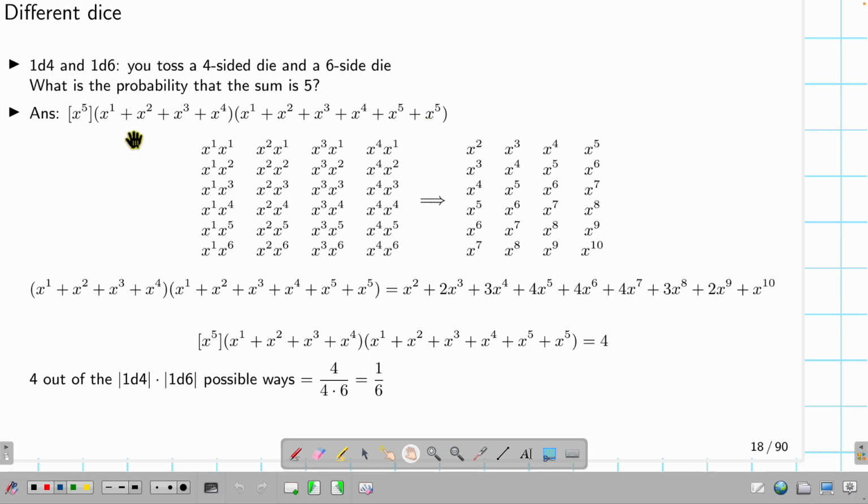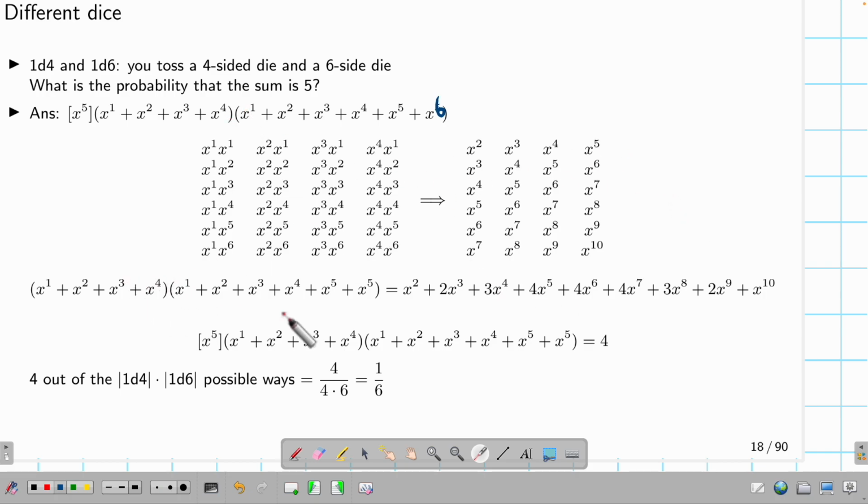So this is the polynomial of the 4-sided die. That means the output will be 1, 2, 3, 4. This is the polynomial for the 6-sided die. That means the output will be 1, 2, 3, 4, 5, 6. So this should be x^6. And then you multiply them. If you multiply them, this table gives you all the possible outputs of the product between these two polynomials, and this is the sum.